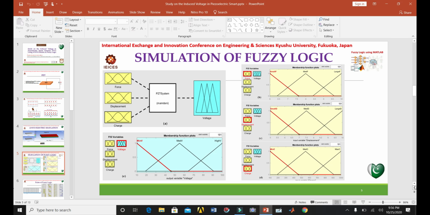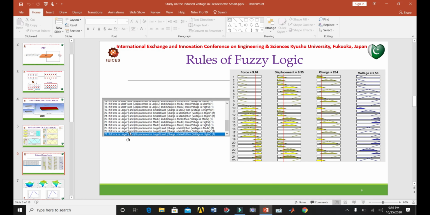So then, these are the rules, the fuzzy rules. 27 rules are here, and they are prepared with the help of if-then statements. The if-then statement is a very powerful statement, and we can develop fuzzy rules with the help of this statement. The fuzzy system was shown in the previous slide, and the membership functions are also from the previous slide, and here the rules are presented.